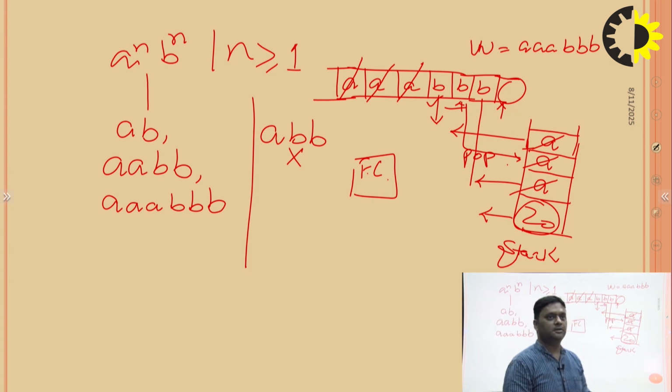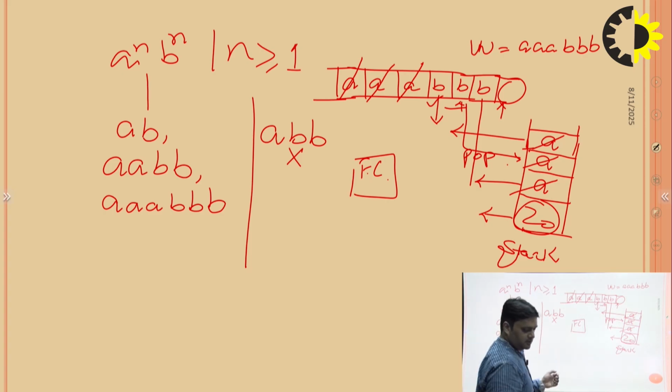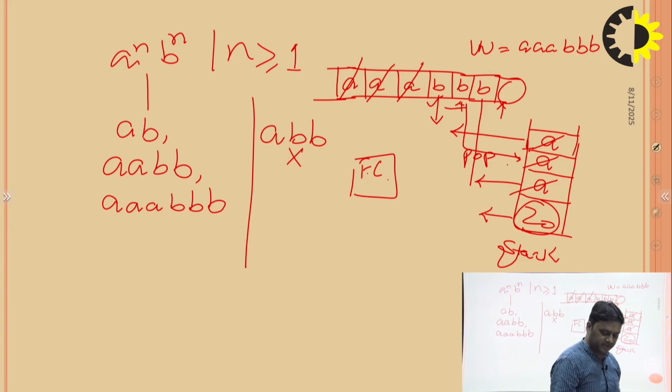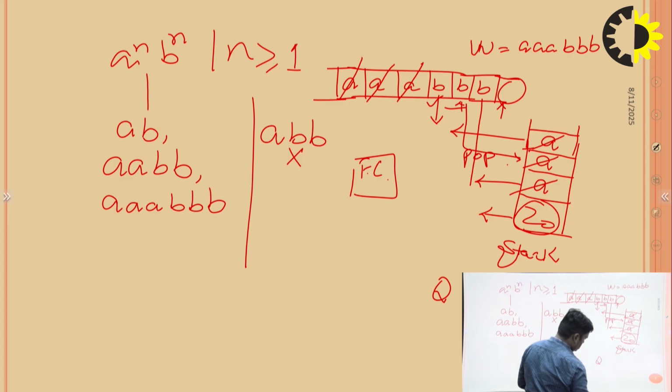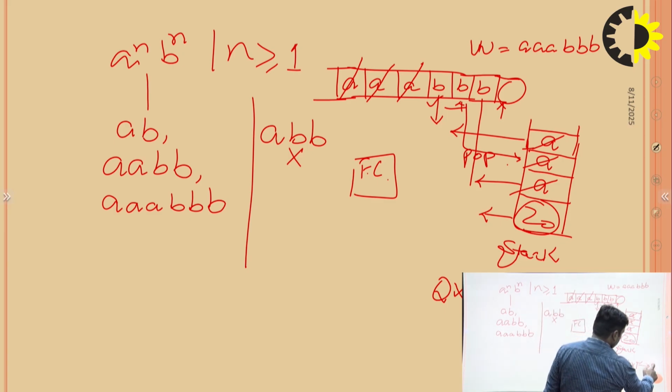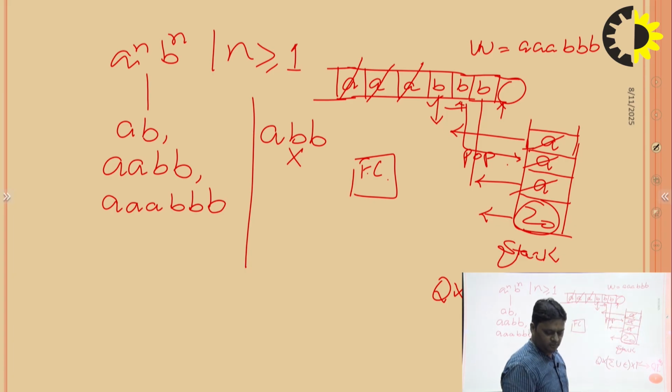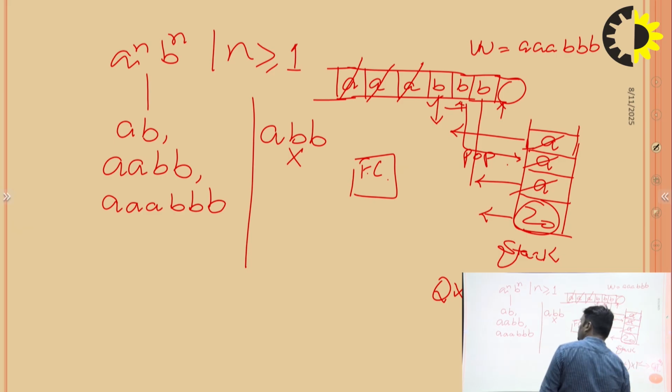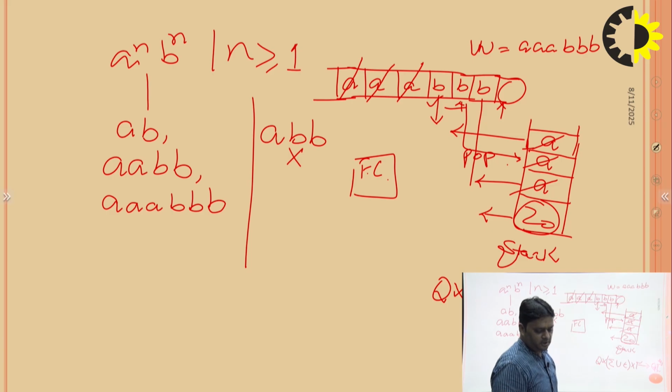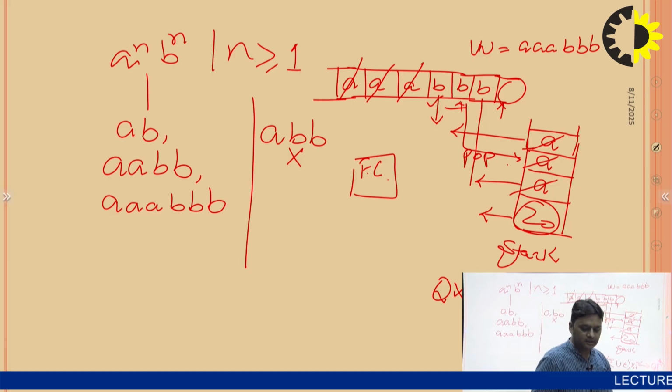How do we construct a PDA? As we saw in the transition function, Q cross sigma union epsilon cross tau, then Q cross tau star will be the output. So we draw a PDA for this.